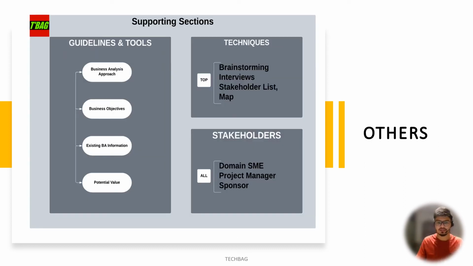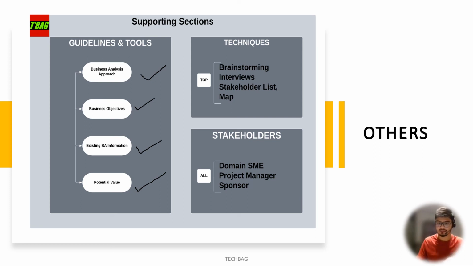Let's look at the next section, that is the supporting sections. Now these are the three supporting sections that will help you to prepare your elicitation: the guidelines and tools, the techniques, and the stakeholders. The guidelines and tools help you to perform all the elements in a seamless manner. The business analyst approach, what would it look like? You need not deviate from your business objective. Your objective will be the same. You need to use the BA information that you collect from the supporting material, and the potential value you'll be providing to your stakeholder needs to be very much pinpointed to your stakeholder, that we are working on the values you are expecting. So that's where the guidelines and tools come in.